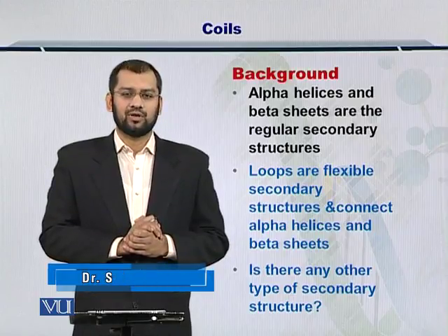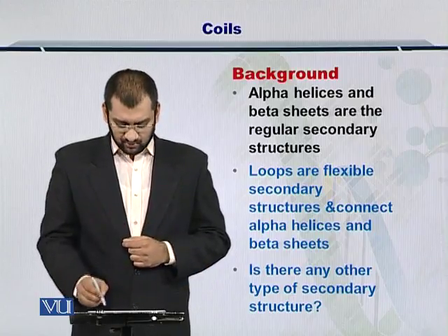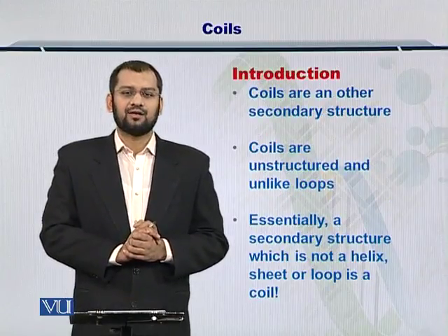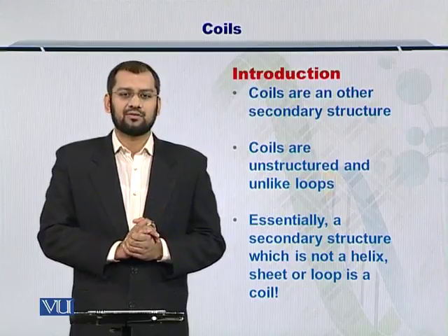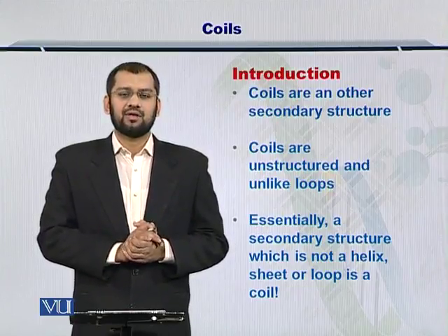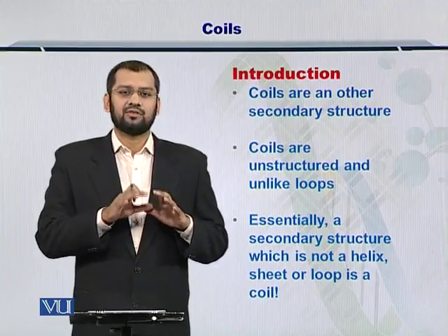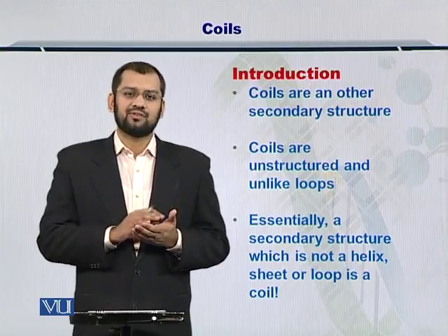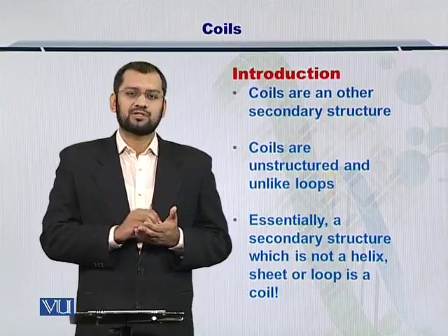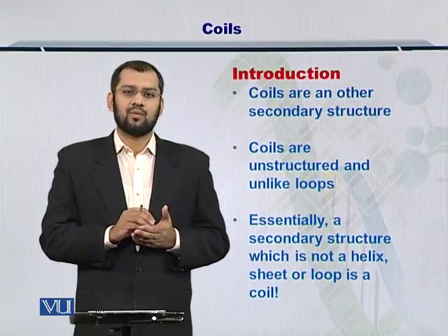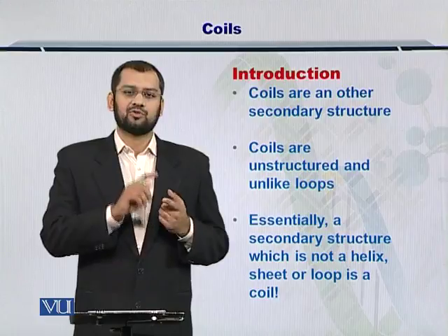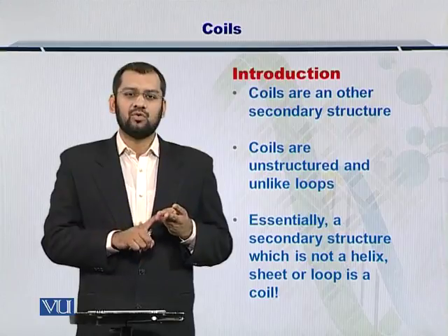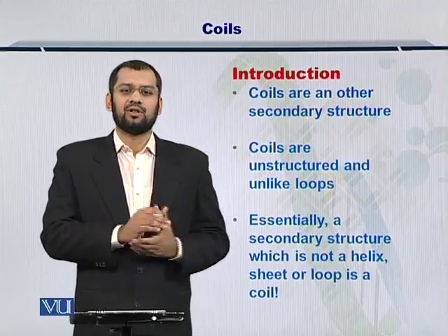So what about the coil? Coil is another form of secondary structure, and to identify the coil is a difficult task. The reason for that is that anything that is unstructured within the protein structure, we call it a coil. So essentially, any structural form within the protein backbone that is not an alpha helix, that is not a beta sheet, that is not a loop, is classified as a coil.